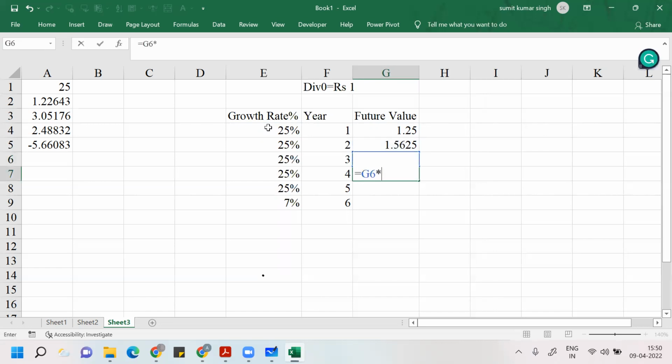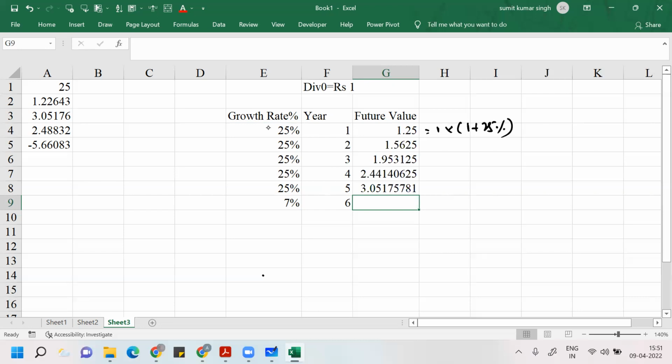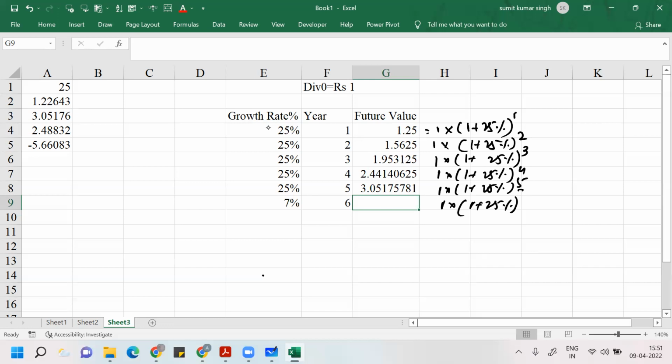It is growing at 25%. Find 25% of every year. Clear this, everyone? So 1 into 1 plus 25% to the power of 1. Then 1 into 1 plus 25% to the power 2. This is 1 into 1 plus 25% to the power 3, then to the power 4, then to the power 5. Then from the 6th year, it is growing at 7%: 1 into 1 plus 25% to the power 5, and then growing at 7%, so this will be into 1.07.